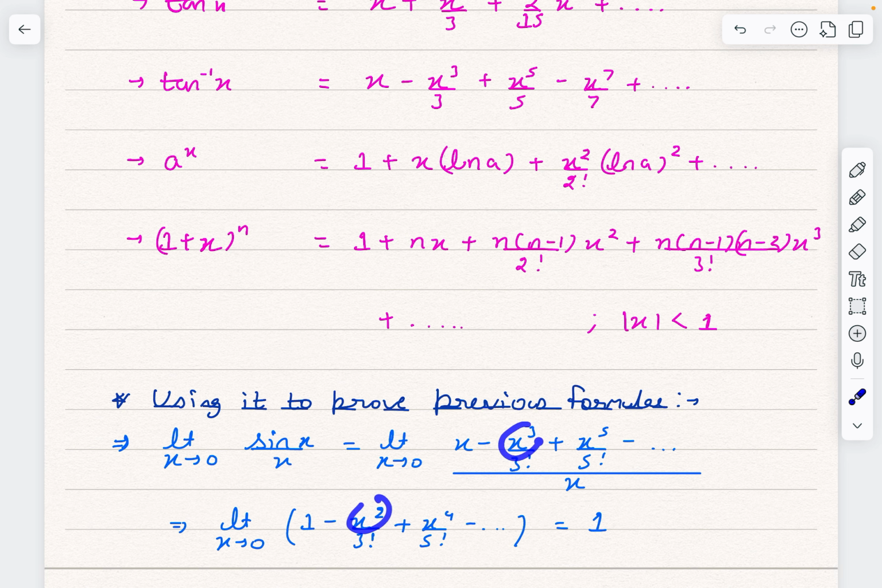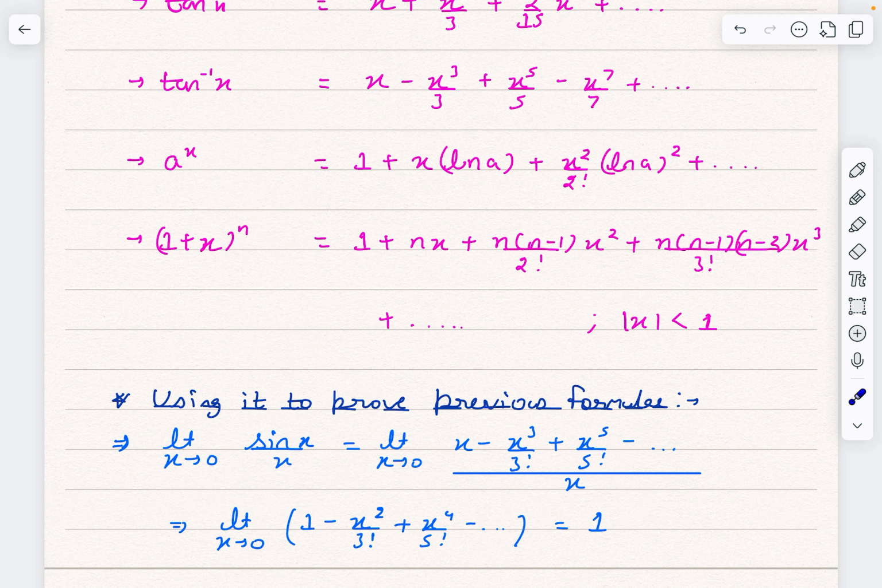Because all the other powers which you take will be of no use: x square, x cube, x power 5, all were of no use. If the denominator was x cube, I would have expanded x minus x cube by 3 factorial. If the denominator is x power 5, we expand up to x power 5 by 5 factorial. You'll get more idea when we discuss more problems. For now, just remember you expand up to that power of x which you see in the denominator. That's all. Keep this in mind.